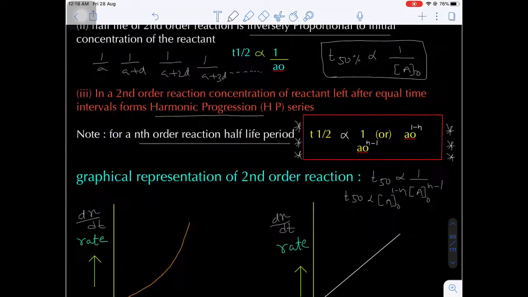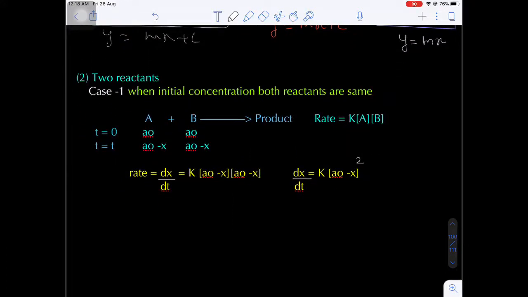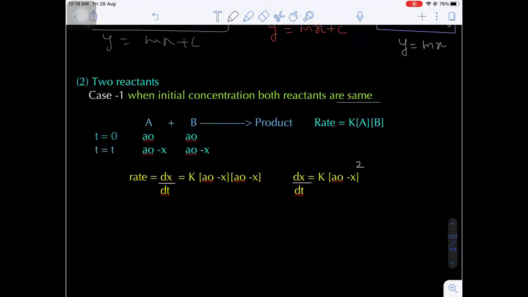Suppose I have two different reactants, let's say A and B. Again in this there are two cases. Case 1: the initial concentrations of both reactants are the same. Case 2: the initial concentrations of both reactants are different. In the first case, both reactants A and B have the same initial concentration, A naught. At a time interval T, x moles of reactant A and x moles of reactant B decompose.